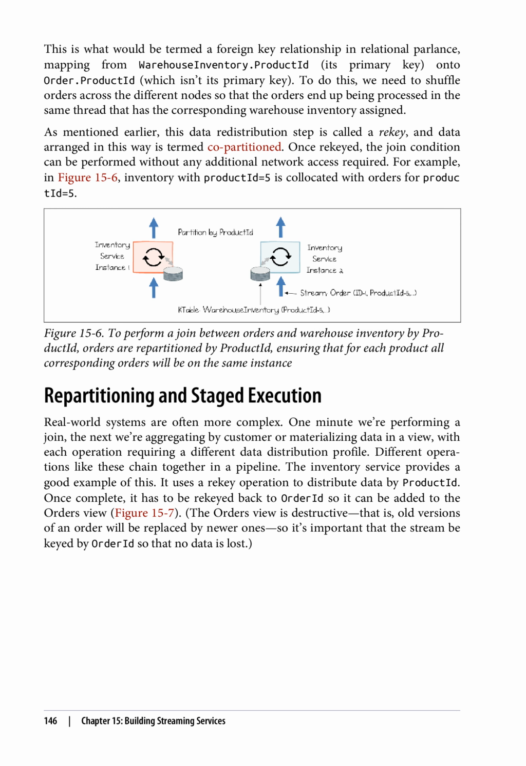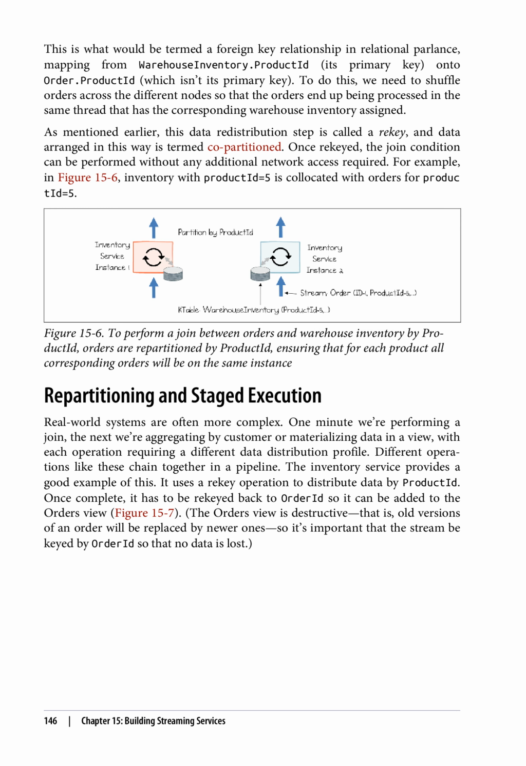As mentioned earlier, this data redistribution step is called a re-key, and data arranged in this way is termed co-partitioned. Once re-keyed, the join condition can be performed without any additional network access required. For example, in Figure 15.6, inventory with product_id equals 5 is collocated with orders for product_id equals 5.